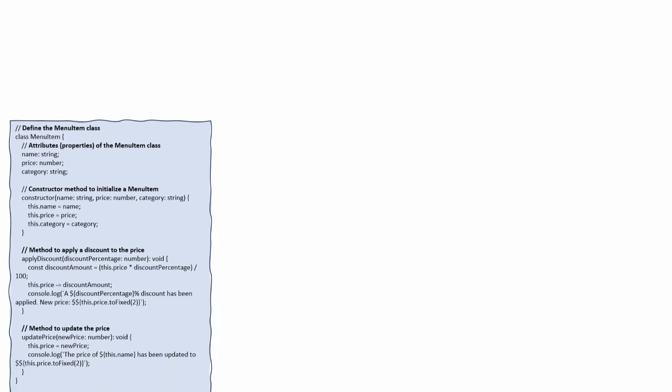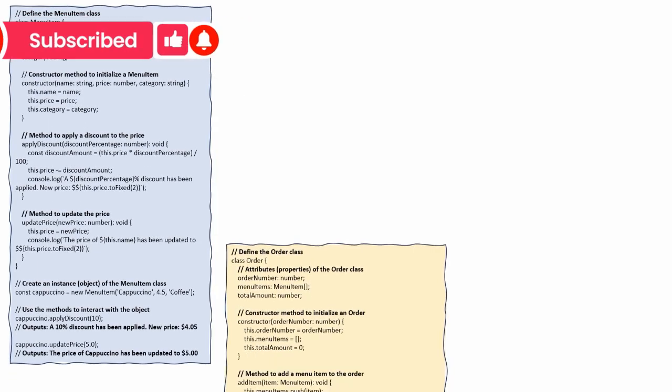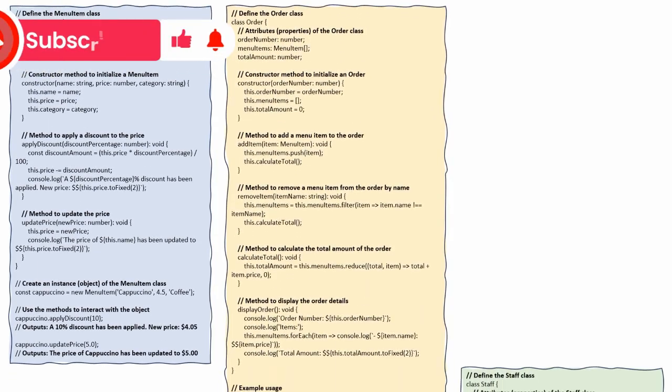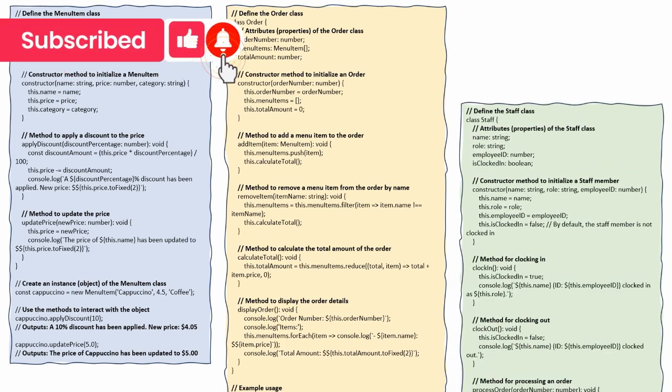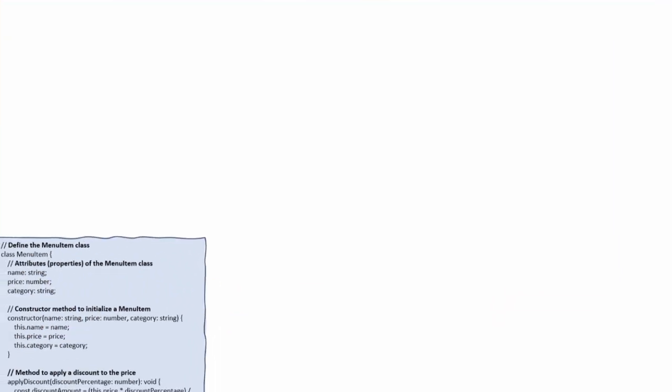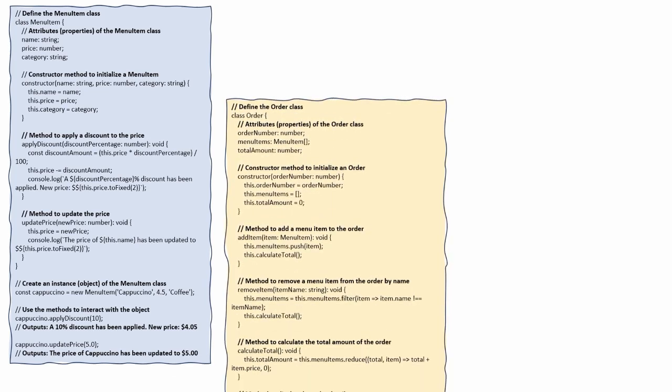Real-life example of classes. Menu item class. This blueprint defines what a menu item is. It might include attributes like name, price, and category, for example coffee, pastry. It also includes methods like apply discount and update price.